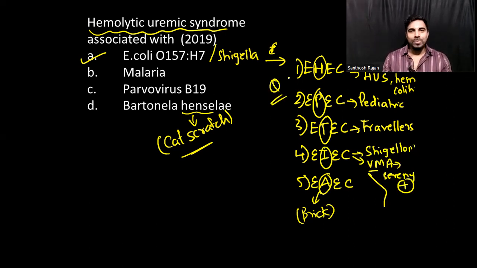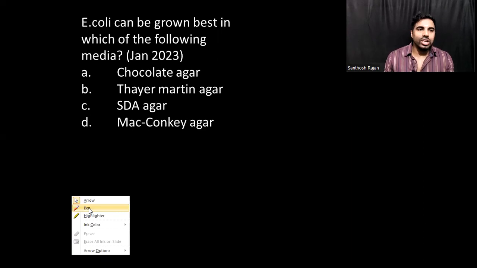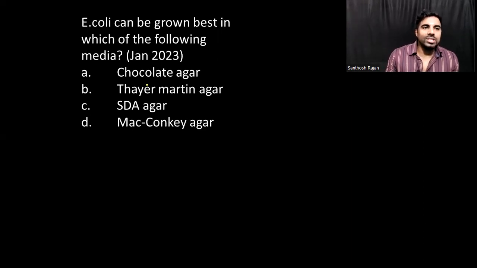So we have done for today. The next question would be again E. coli only. E. coli grows better in which media? If you remember, does E. coli grow best on chocolate agar? No. Chocolate agar and Thayer-Martin will not come here. Chocolate and Thayer-Martin are for which one?